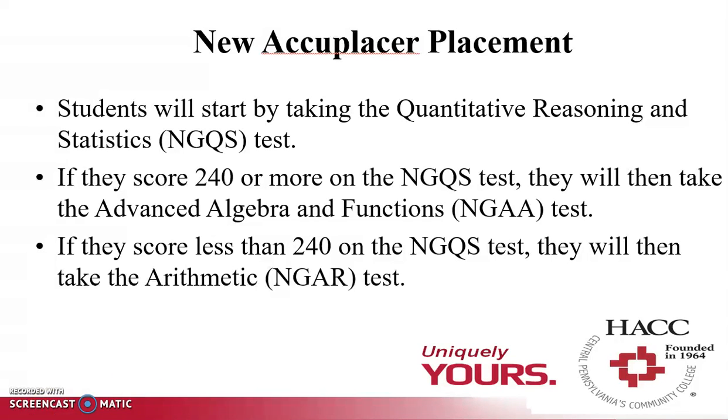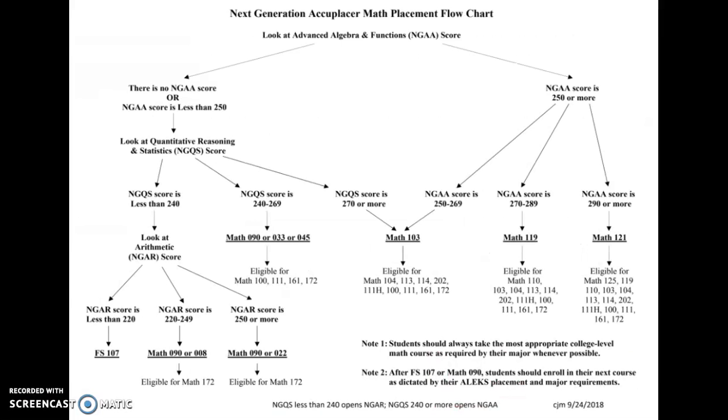Let's take a look at some examples. Example 1. A student has a score of NGQS 220 and NGAR 215. Since an NGAA score is not listed, we will move down to the NGQS score, which is 220. In this case, we will move to the left of the chart and follow down the flowchart under less than 240, and now we will go to NGAR, which this student scored 215, so we will continue to go to the left of the chart. In this scenario, the student has placed into FS 107.